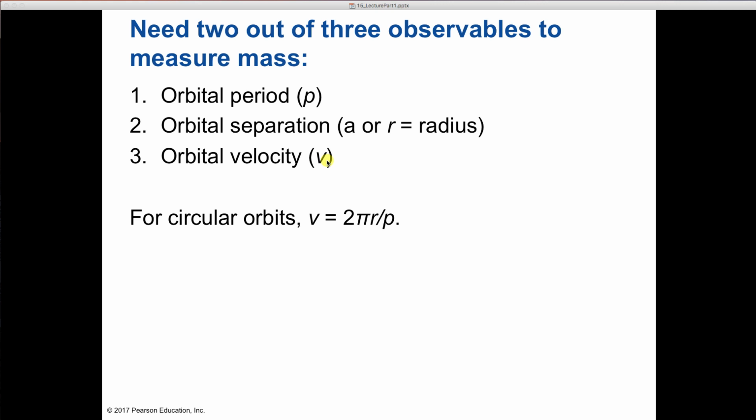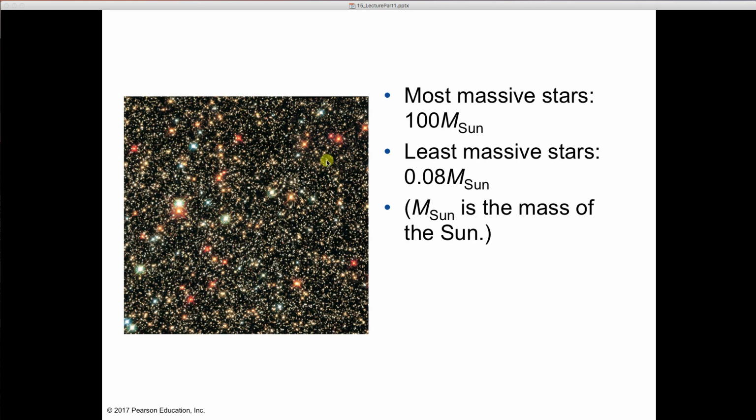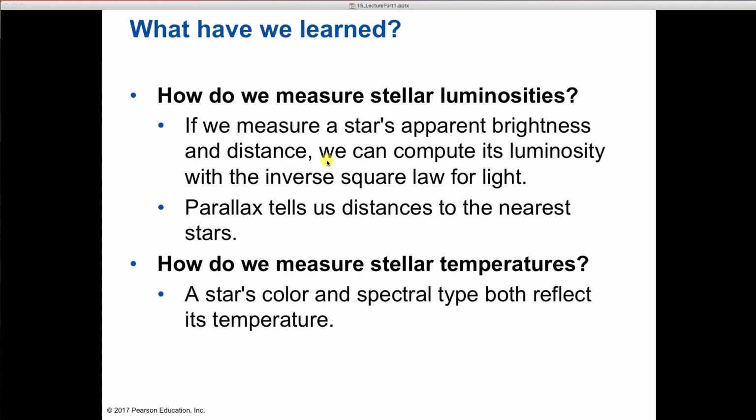So in any case, we can get decent ideas, good approximations at least, of the masses of these stars in these binary systems. When we do that, we find that there are stars out there with huge amounts of mass, 100 times the mass of the Sun. There are also stars that have much smaller mass, about 0.08 times the mass of the Sun. So very small mass stars to very large mass stars. M Sun is the mass of the Sun.